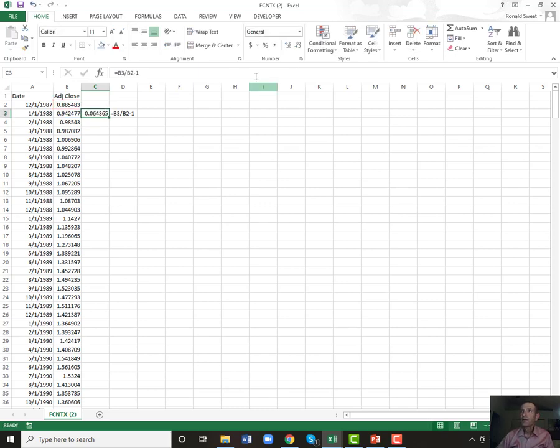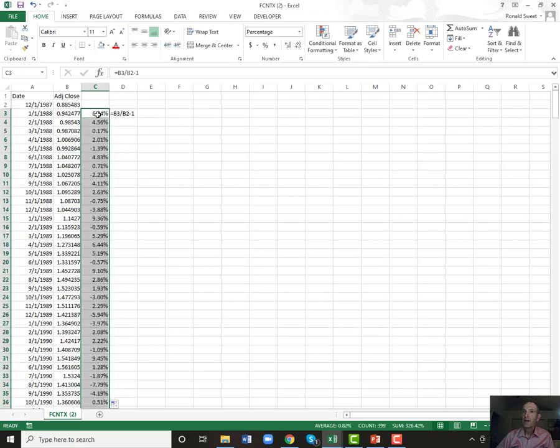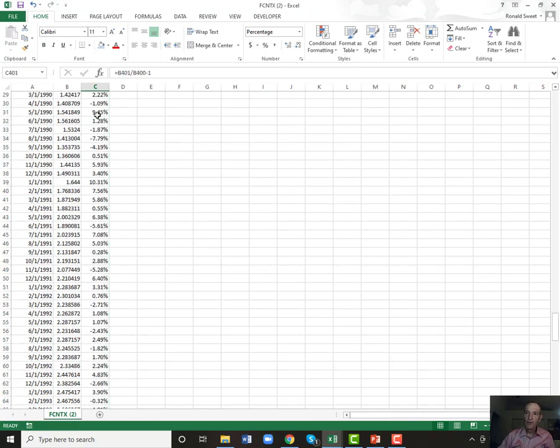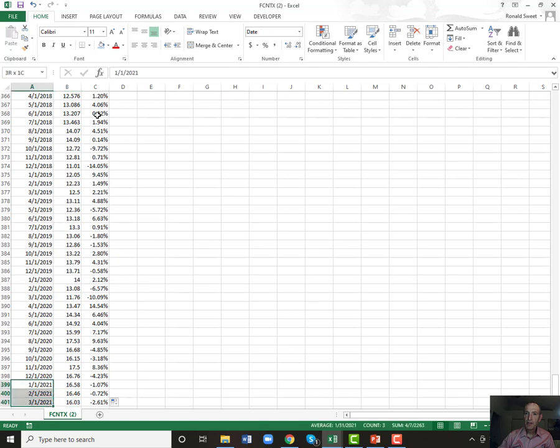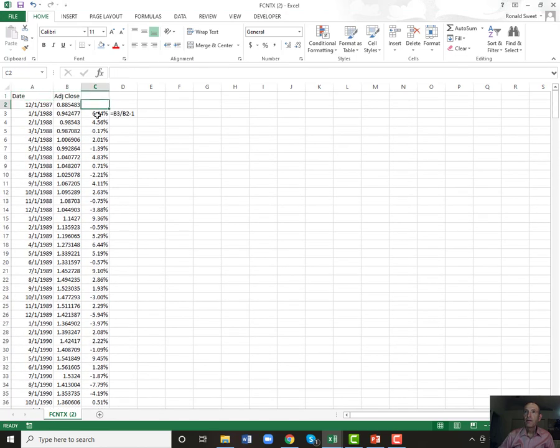So that gives you the return. I'm going to change that to a percent, and then click on the little box there, and you get that all the way down. Do control down because we don't need anything after December 2020. Delete those. So there I got my returns.